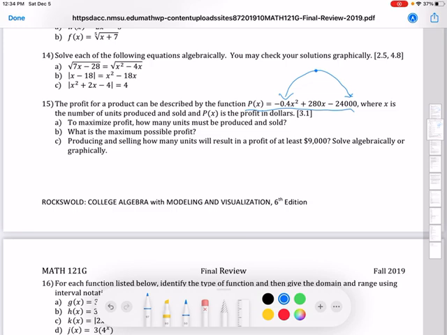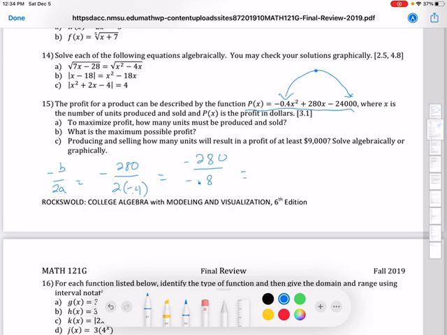In order for you to find that point, that's the maximum value, you need to use the vertex formula, correct? Which goes something like this, minus b over 2a, minus 280, 2 times a, negative 0.4. So again, use your calculators. Let me see what my calculator tells me. 2 times 0.4. That gives me 0.8.